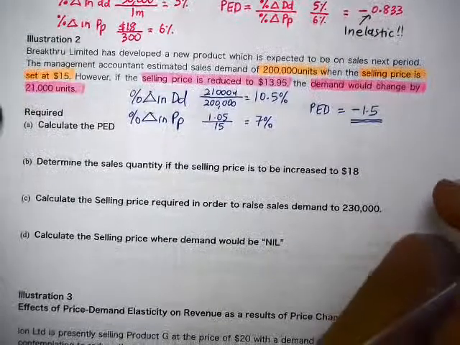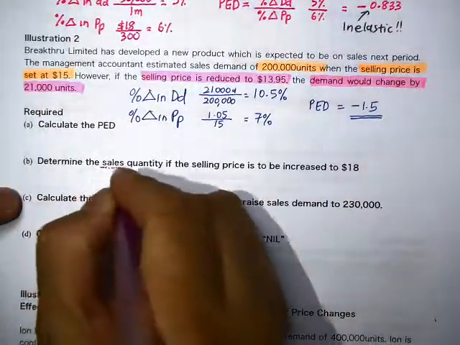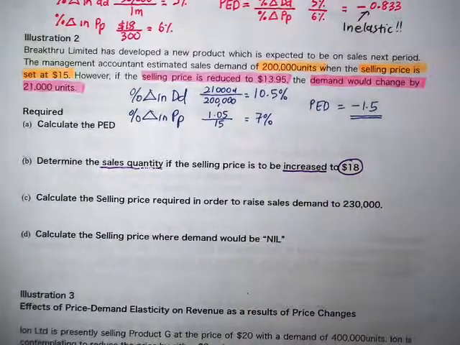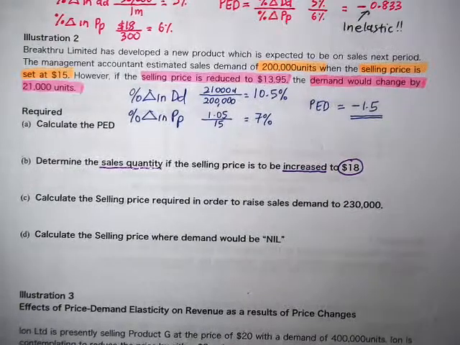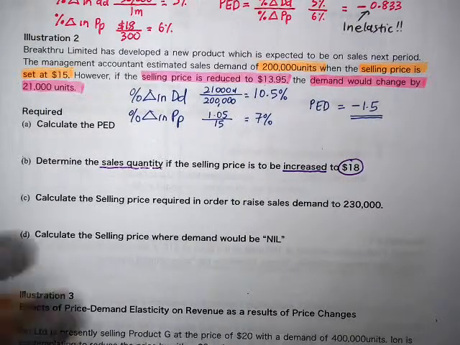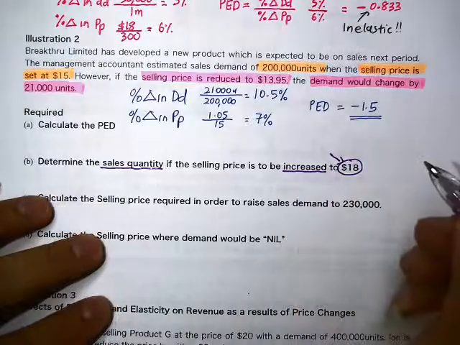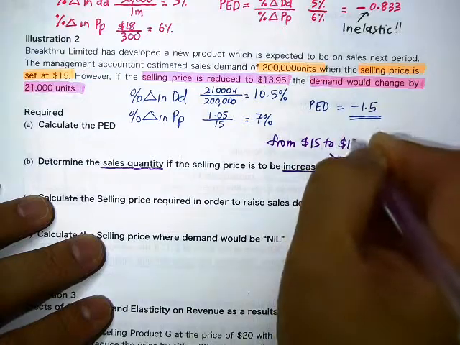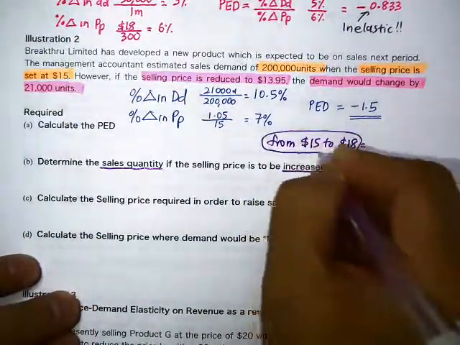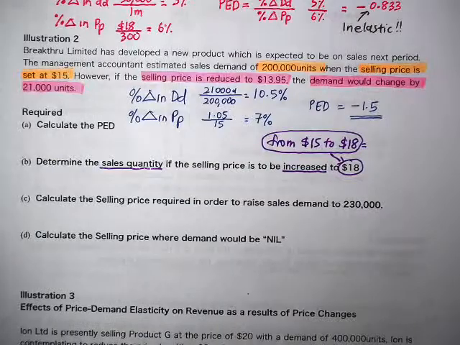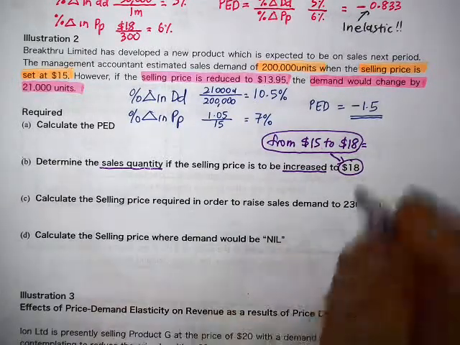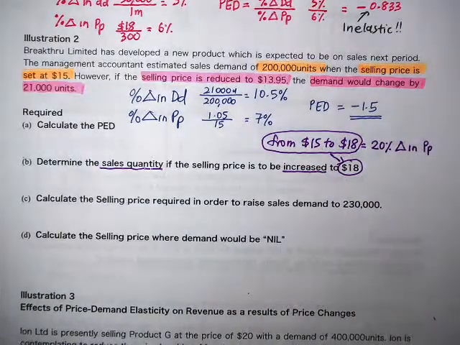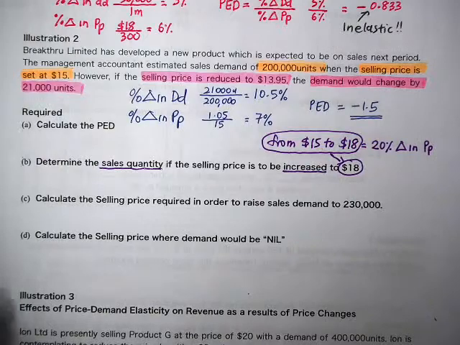Okay. So what is the sales quantity if you increase the price to $18? So how do you do this? Now, what you need to do is you ask yourself, an increase to 18 is an increase of how many percent? Now, from 15 to 18, okay, from 15 to 18 is 3 out of 15, right? It's a 20% change in price.